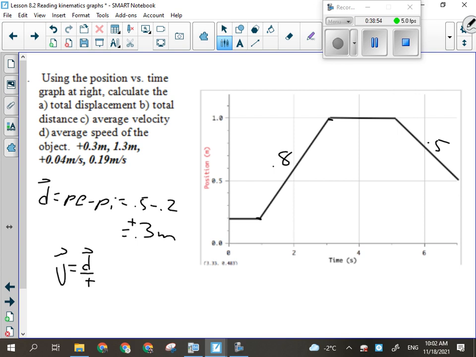So tomorrow, we'll be looking at velocity versus time graphs, and then on Monday, we're going to be doing our lab on position versus time graphs. So that's where we're headed here over the next couple of days.